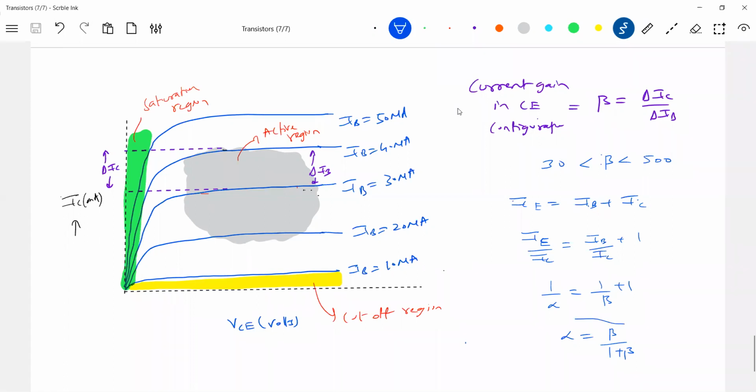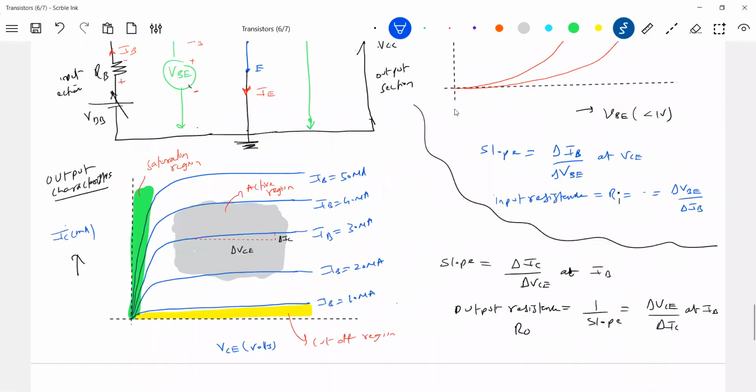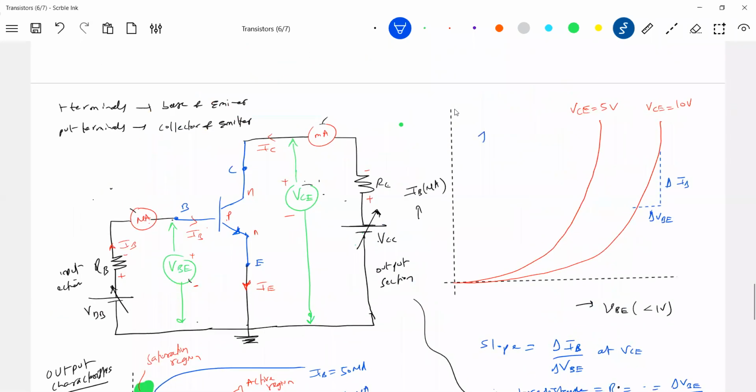The relation between alpha and beta, that's the equation you remember. If you know alpha, you can find beta. If you know beta, you can find alpha. IE equals IB plus IC. This is about the output characteristics, from which you can calculate output resistance and beta of a transistor. Similarly, from the input characteristics, you can calculate input resistance. So this is only about the transistor.